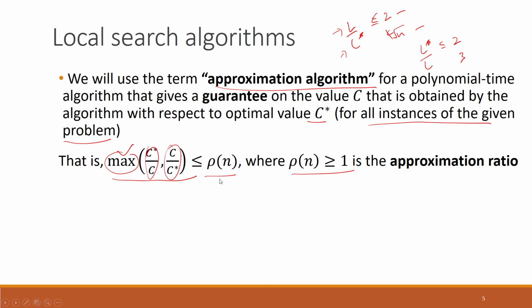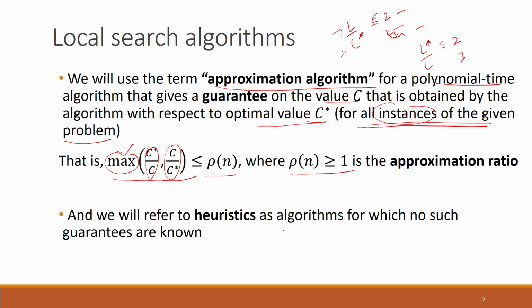Okay. So, just to go through this definition of the approximation algorithm again, the important terms here are that the approximation algorithm first of all should be a polynomial time algorithm, and it gives a guarantee that for all the instances of the problem, that is for all the examples of the problem that you are focusing on, this algorithm will give a guarantee on the value that is obtained with respect to the optimal value C star.